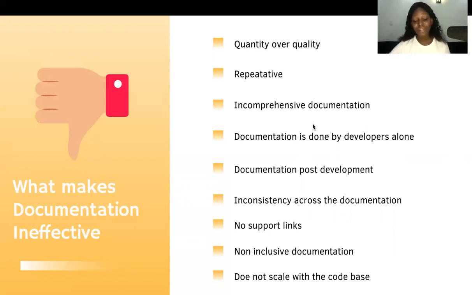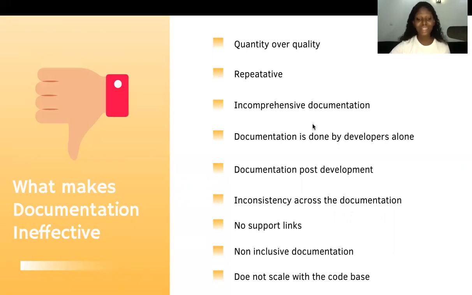And also non-inclusive documentation. Let's have in mind that it is an open source project. And so in open source, diversity and inclusion is a priority for every project and every community. And if your project documentation does not think about the diverse spectrum of persons that are using or contributing to this project, then it's considered ineffective. And also, if the project documentation does not scale along with the code base, not tracking the releases alongside the documentation also counts as ineffective documentation. Now you can see that there are several things that a lot of projects do not look out for when creating or curating their project documentation, right?